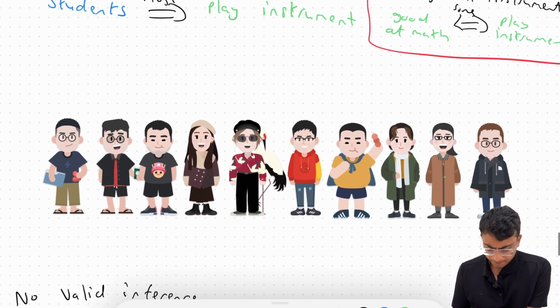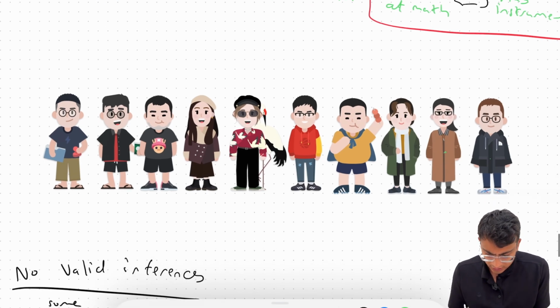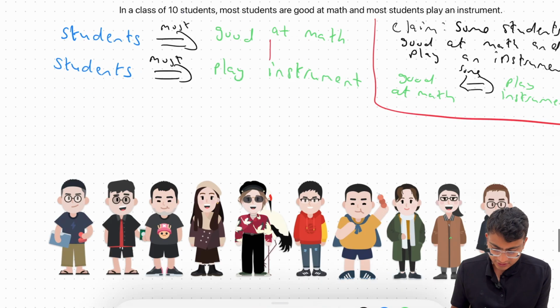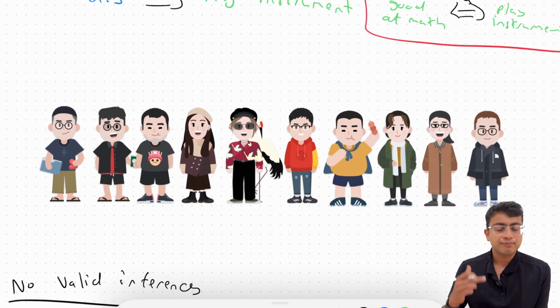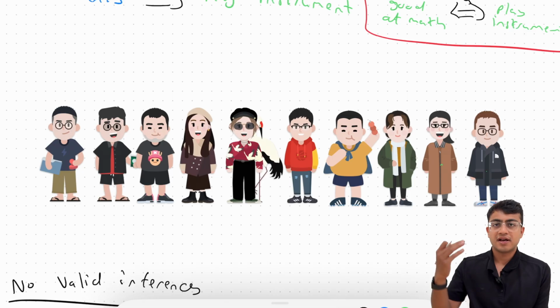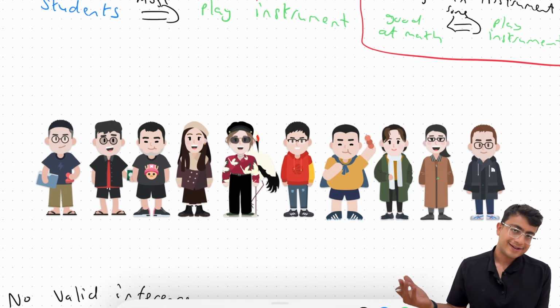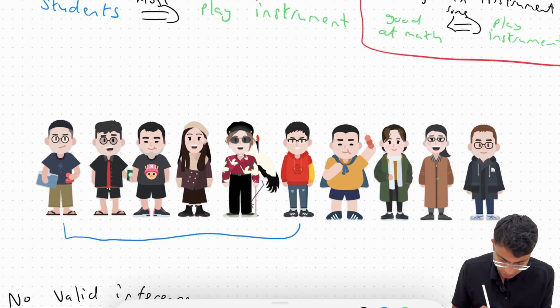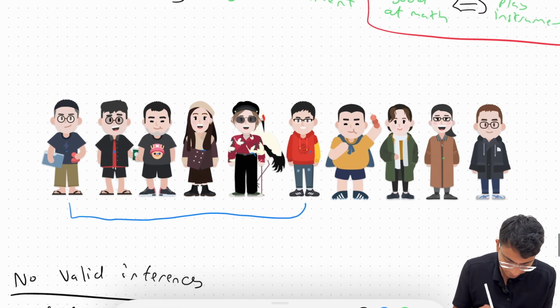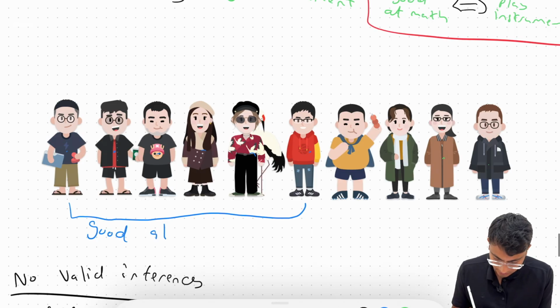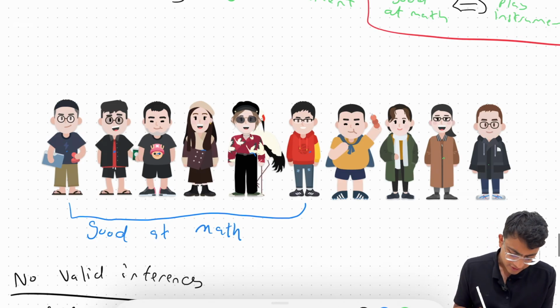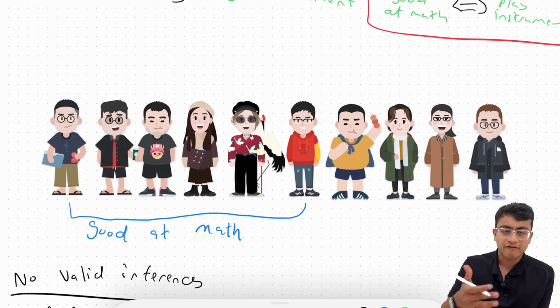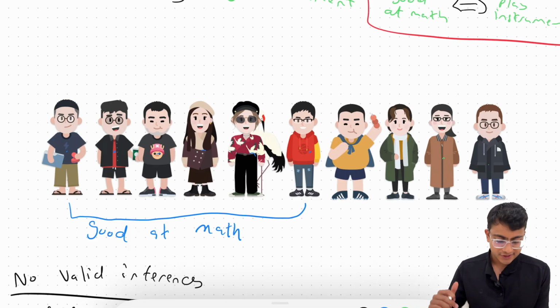Why does it work that way? Let's get our 10 students here and visually see what's going on. We already know that most students are good at math, and the threshold for most is 50% plus 1. So in a class of 10 students, I need 6 students to be good at math. So 1, 2, 3, 4, 5, 6. Okay. These people are going to be good at math. And I can have more than this as well. This is just the bare minimum of what I need to make a most statement.